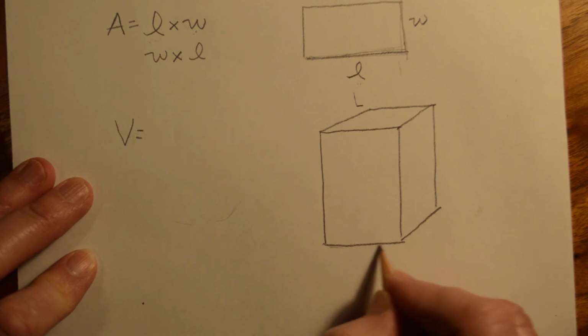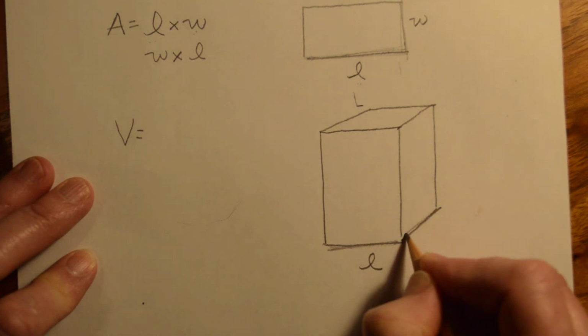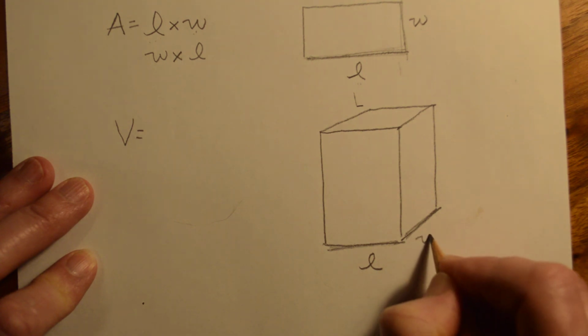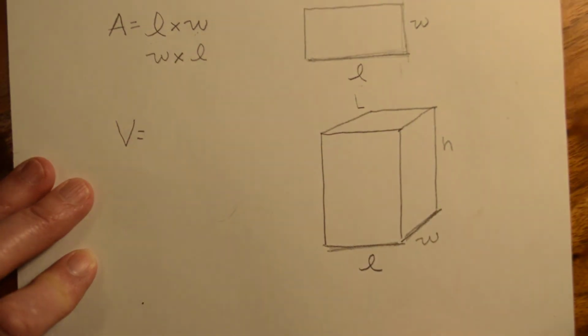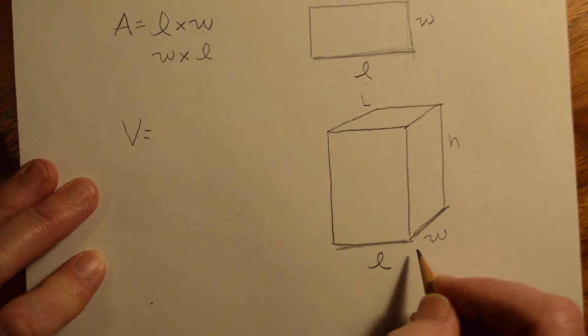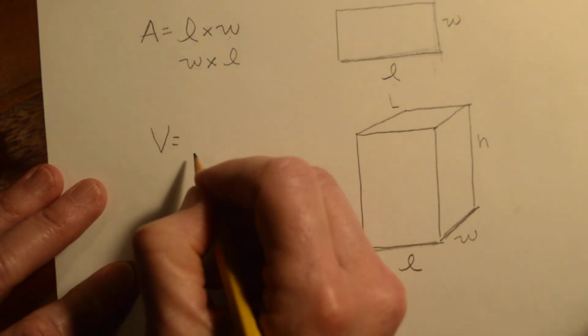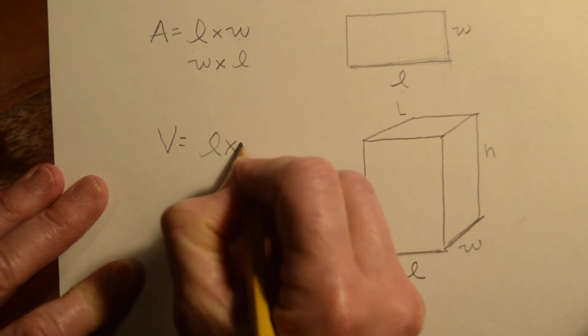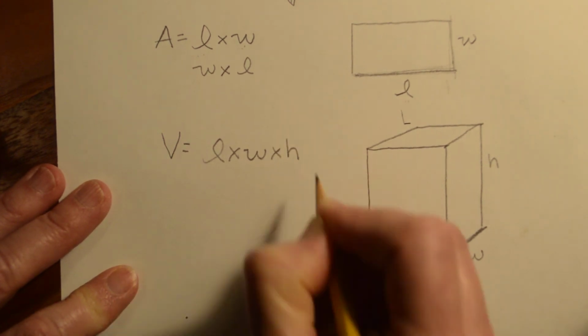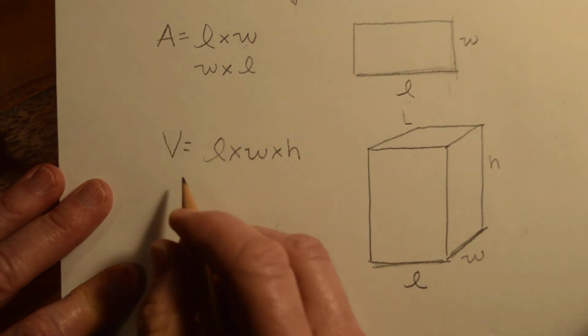All right, this right here, the horizontal direction again, is going to be called the length. This direction that kind of slides to the back is the width, and this is the height, right? And so when we find the volume of a box, we just do length times width times height. All right, and again, you should remember this.